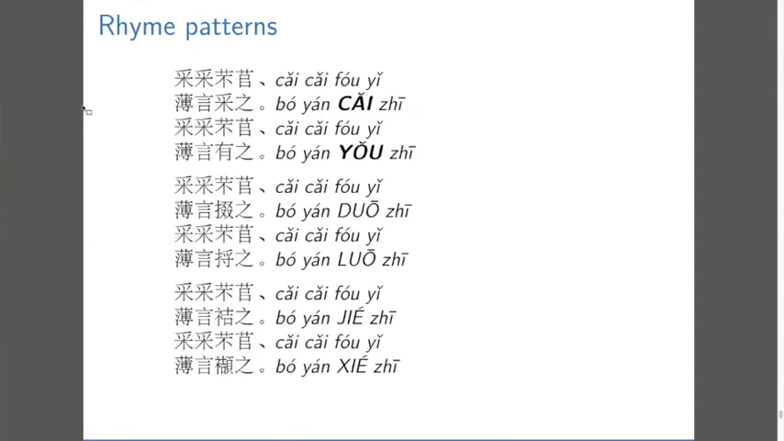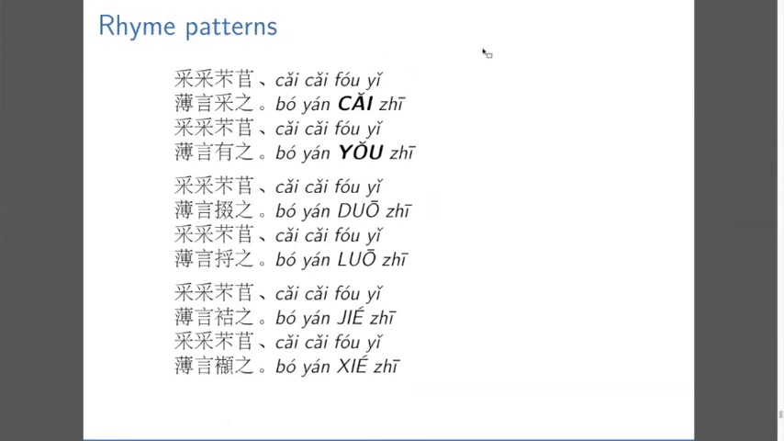Okay, and then the very last thing I will talk about is rhyme patterns, where if you look at old poetry, and this is an ode, and you read it in modern Chinese, you can tell it should rhyme because you get things like duo and luo rhyming in the second stanza, and you get things like jie and xie rhyming in the third stanza. But in the first stanza, it sure doesn't seem like cai and yo rhyme. So these kinds of things are invitations to make proposals that fix the rhyme scheme.